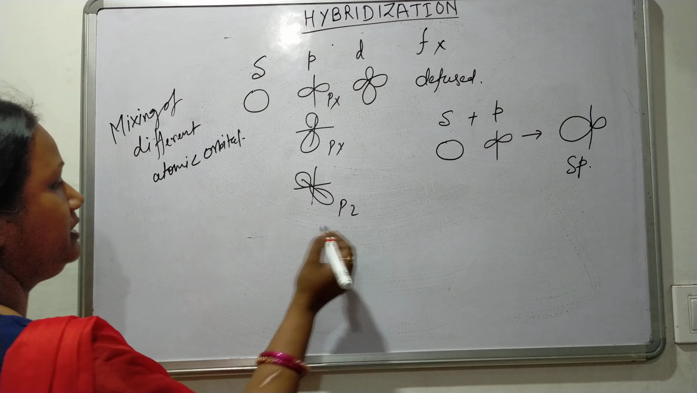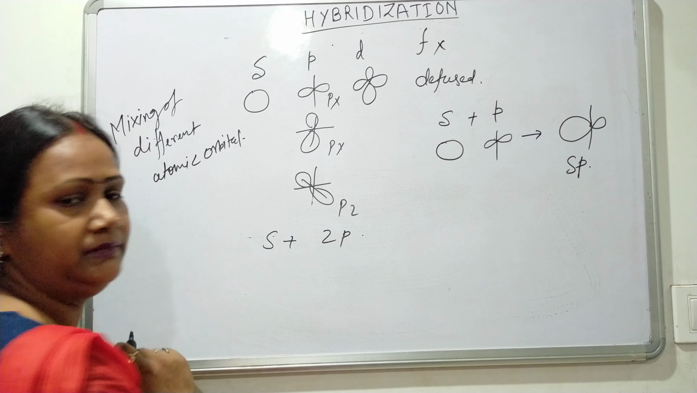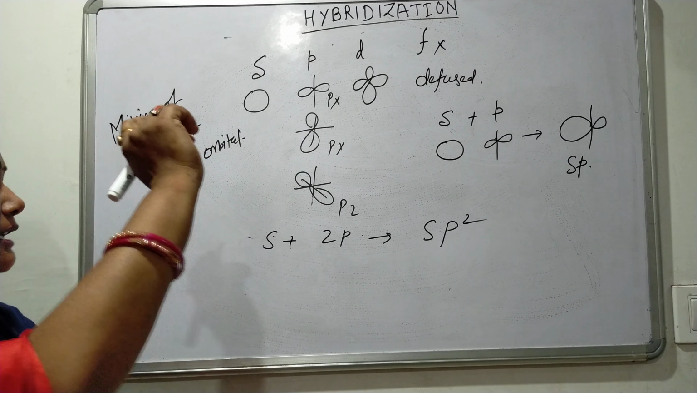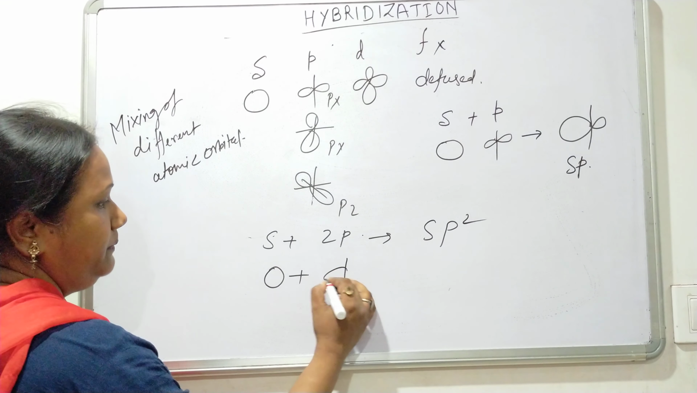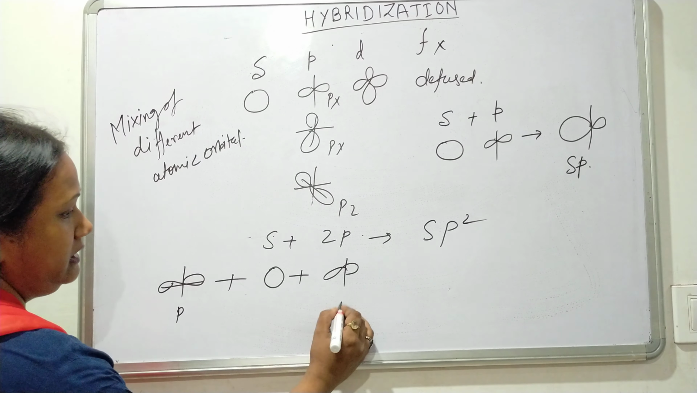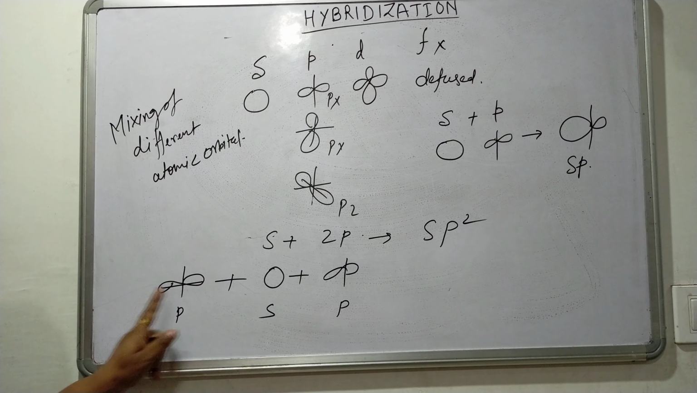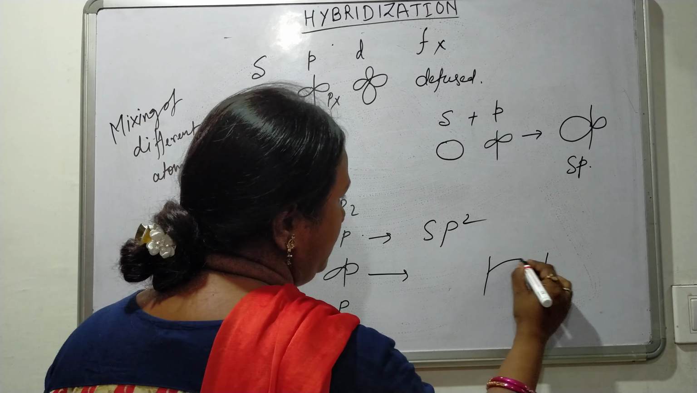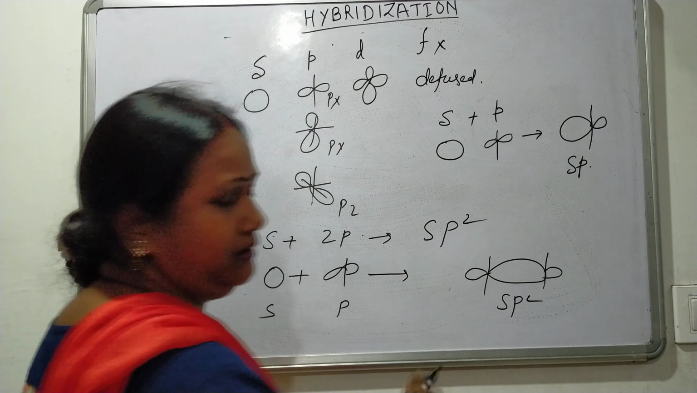For example, suppose we are going to mix one s orbital and two p orbitals. Then what will it form? It forms sp2 hybrid orbital. How do we mix it? This is the s orbital and these are the p orbitals. We are taking one s orbital and two p orbitals, and when they get mixed together, they form a new hybrid orbital. This is called sp2 hybrid orbital.